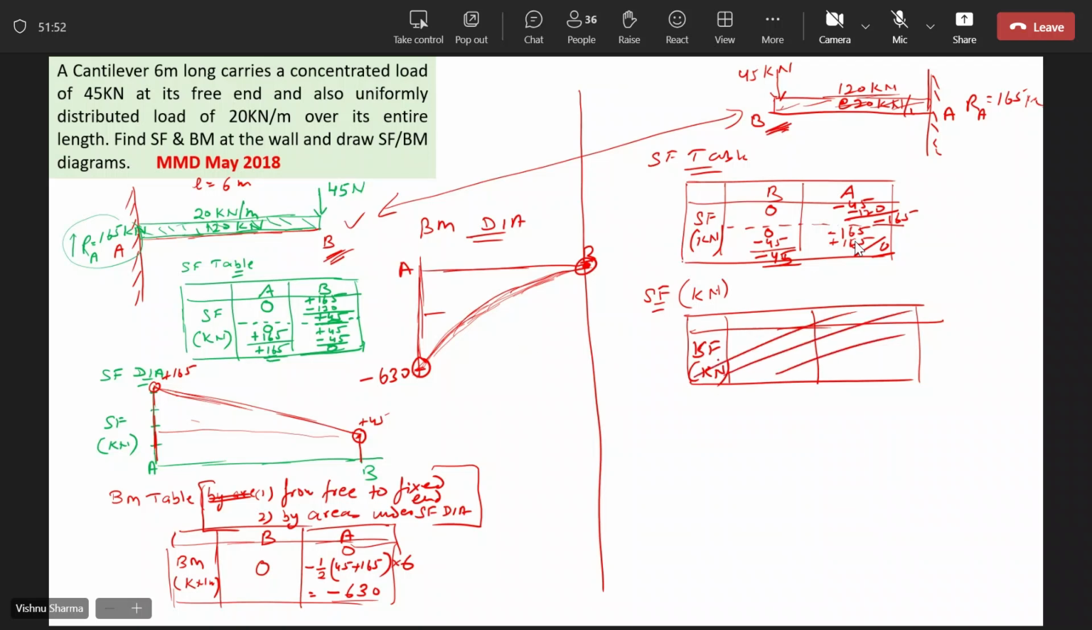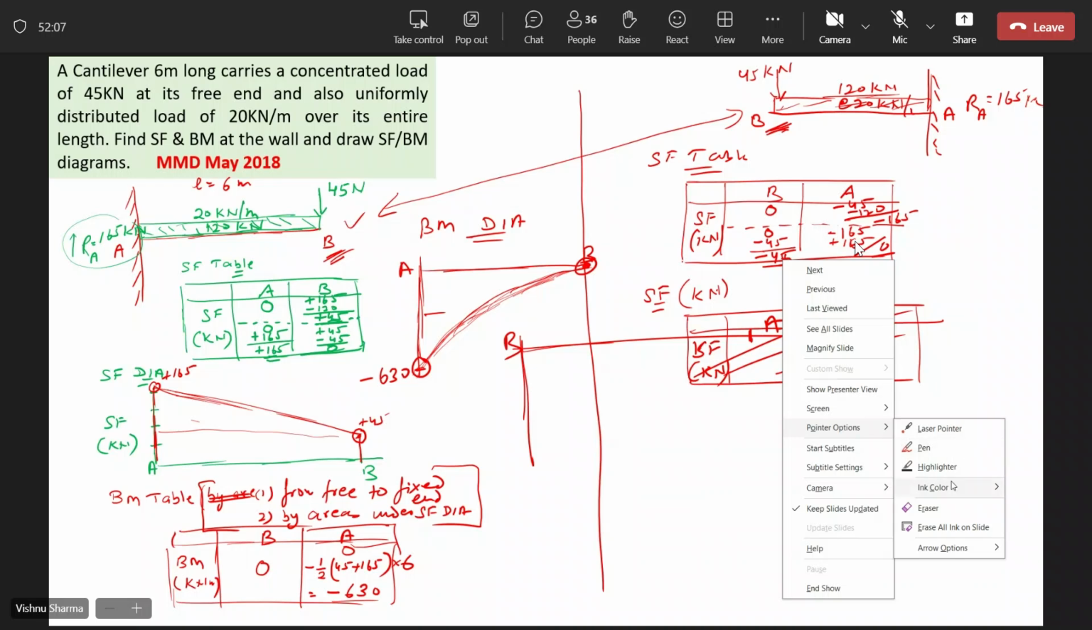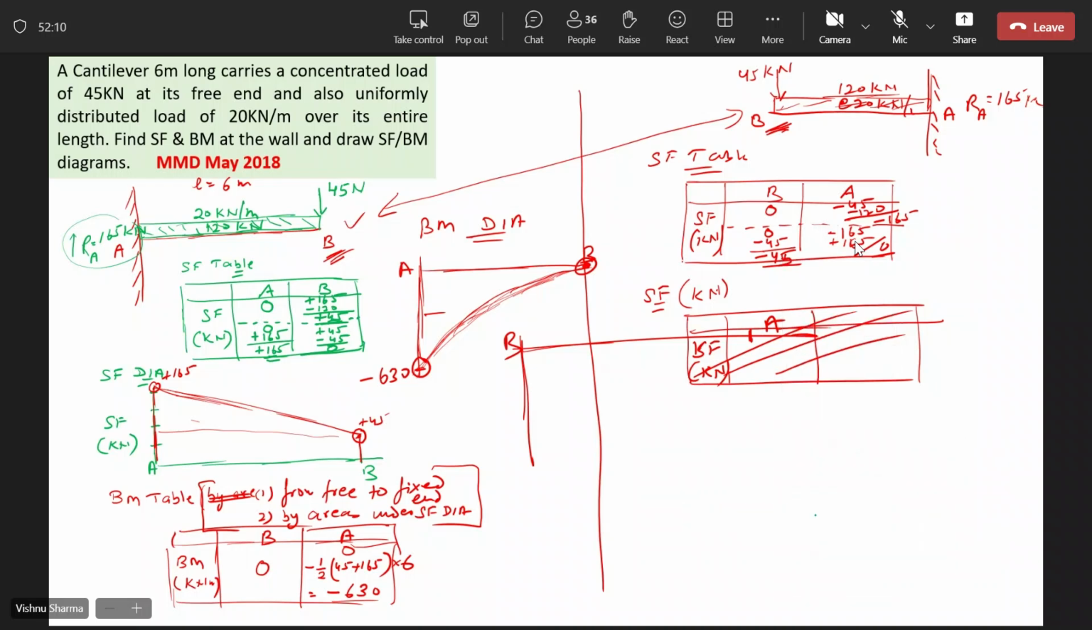Oh, I have to make the diagram now. Okay, let me make the diagram here. We have minus, so let me just take it like this. We have B here, we have A here. Let me change to green so that the table red does not distract you. This is 0 here to minus 45. And then you have minus 165 and 0. And obviously, they will be joined with a straight line.